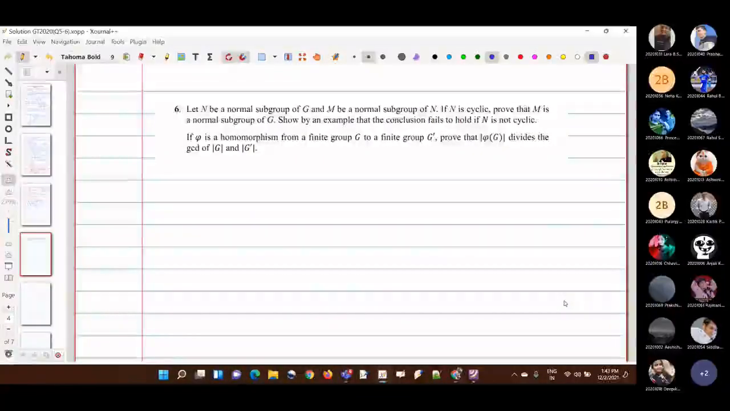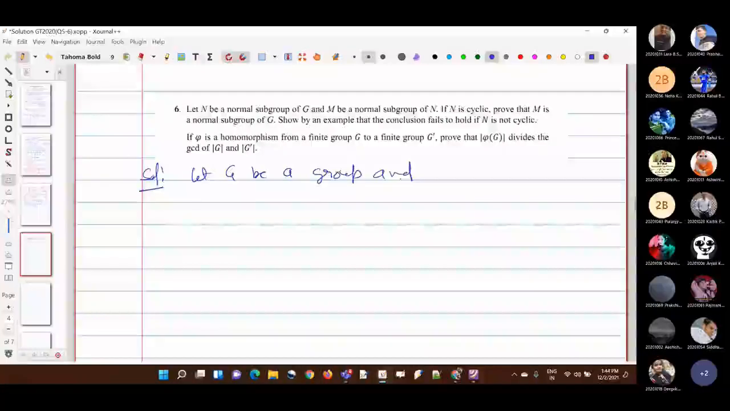Let N be a normal subgroup of G and M be a normal subgroup of N. If N is cyclic, then we need to prove that M is a normal subgroup of G. So let G be a group, N is a normal subgroup of G, and M is a normal subgroup of N.